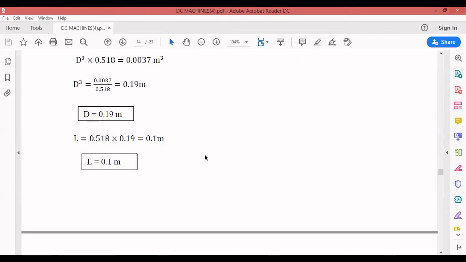It should be as small as possible so that the machine will be less and you can get the maximum output. Then you can consider this as a good design. This is the solution of this problem.